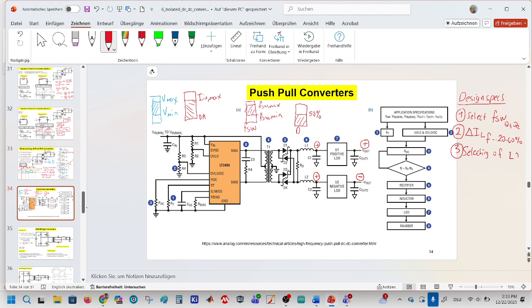selection of output inductance and output voltage ripple. And if we decide these parameters, we can easily calculate the losses on each component, and the efficiency can be calculated.